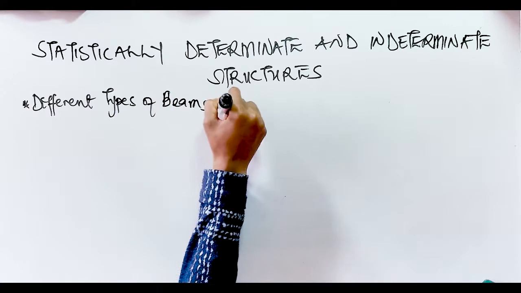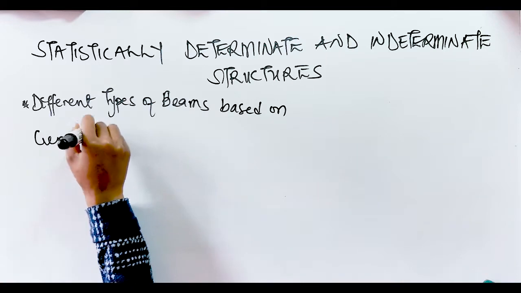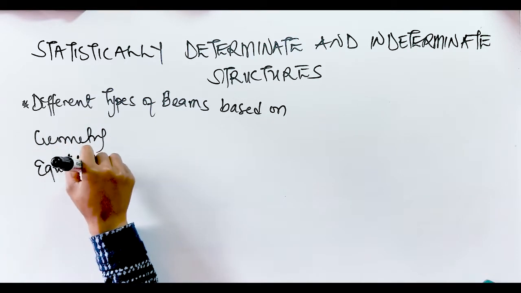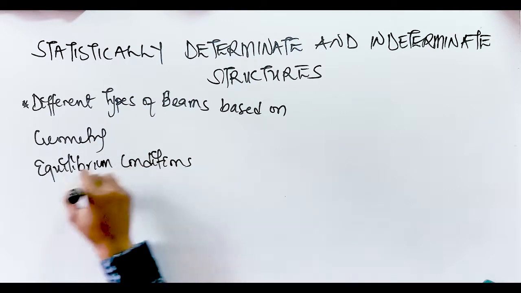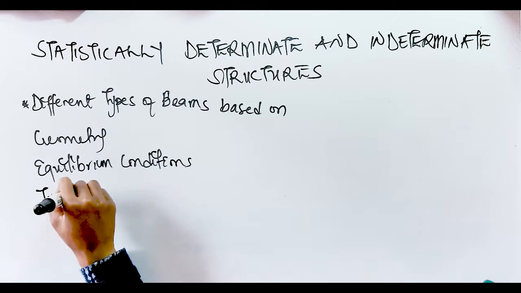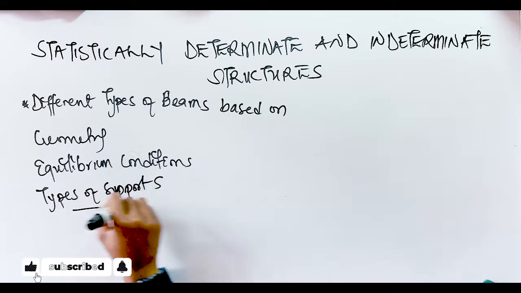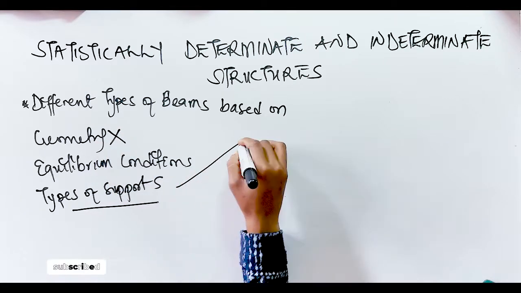We have different types of beams based on geometry, equilibrium conditions, and types of supports. The type of beam based on geometry is not our major concern for this lesson, so I am not going to dwell on it. I'm going to dwell on the types of supports and the equilibrium conditions. So we're going to start with the different types of beams based on the types of supports.